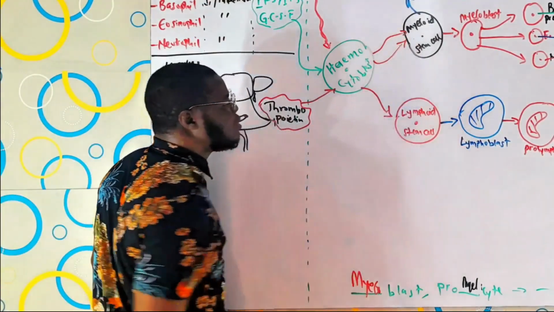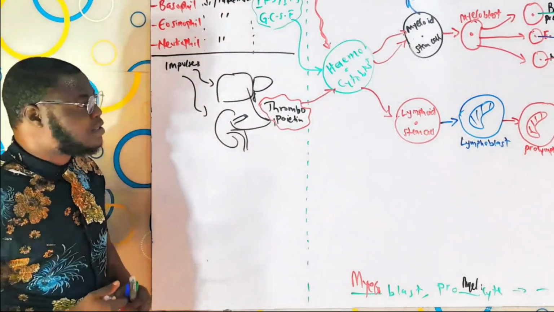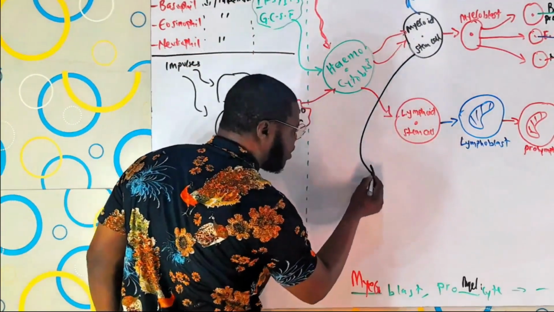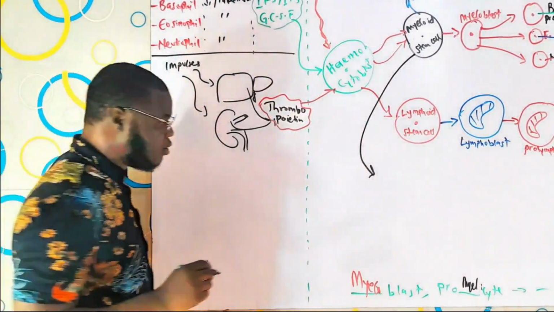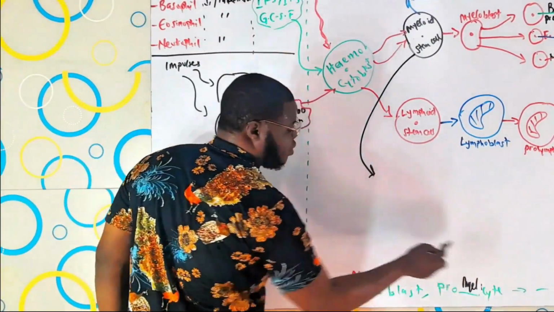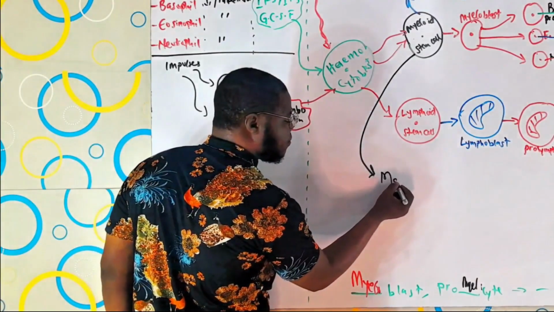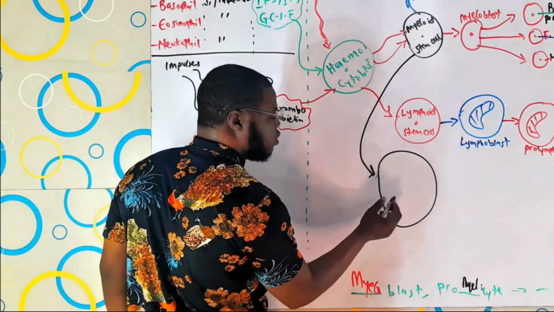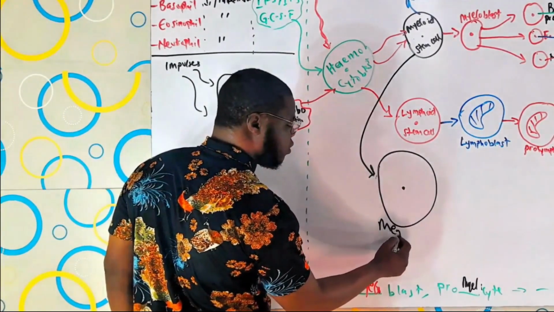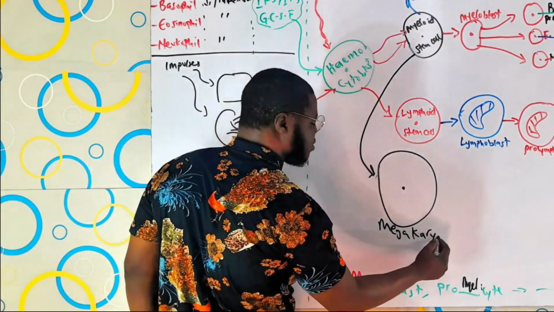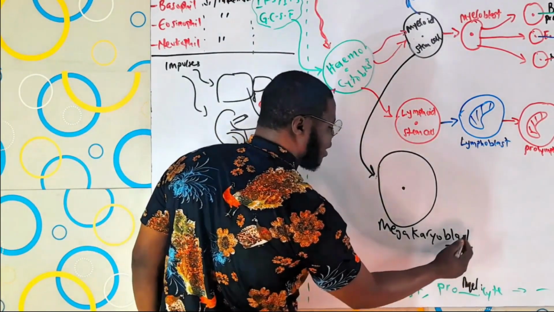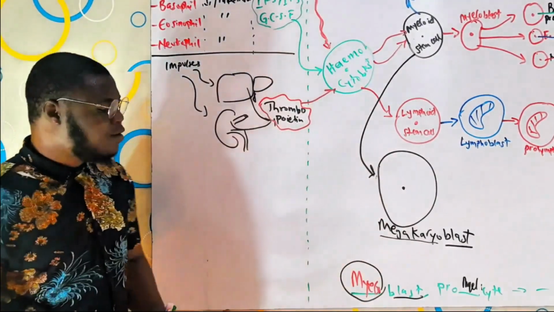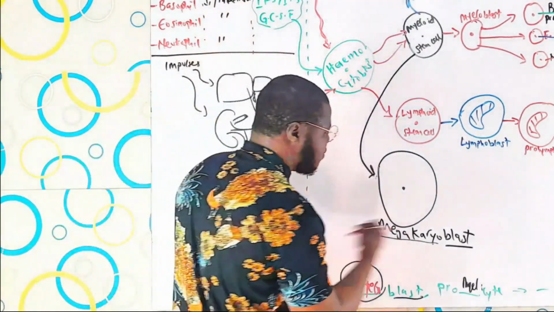And the hemocytoblast will divide to form what? The myeloid stem cell. Now, what do you think the myeloid stem cell will do? The myeloid stem cell will divide to form a big cell. And that big cell is just like the previous stage as well. However, its name is megakaryoblast. Megakaryo what? Megakaryoblast. The blast is here.